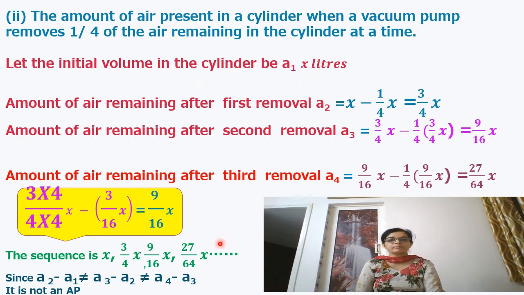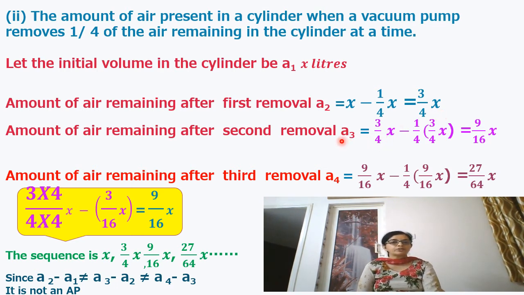So the first term A1 will be X. Now what is the condition? The condition is that we have to remove one-fourth of the air present in the cylinder. So in the first place it was X liters. Now on removing one-fourth it will be one-fourth X liters. But you have to remove it. It means you are going to subtract one-fourth X from X. So the first term will be X minus one-fourth X is equal to 3 upon 4 X. This will be the second term. That will be A2.